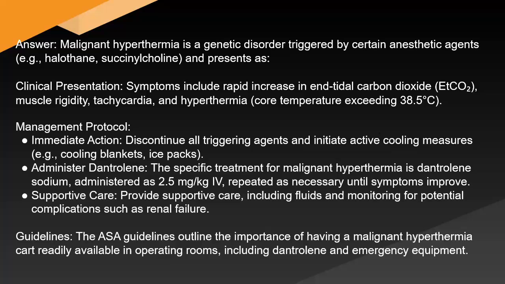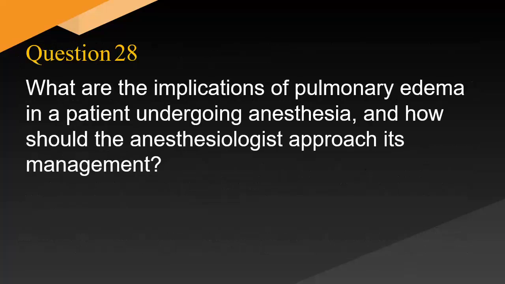The specific treatment for malignant hyperthermia is dantrolene sodium, administered as 2.5 mg/kg IV, repeated as necessary until symptoms improve. Supportive care. Provide supportive care, including fluids and monitoring for potential complications such as renal failure. Guidelines. The ASA guidelines outline the importance of having a malignant hyperthermia cart readily available in operating rooms, including dantrolene and emergency equipment.